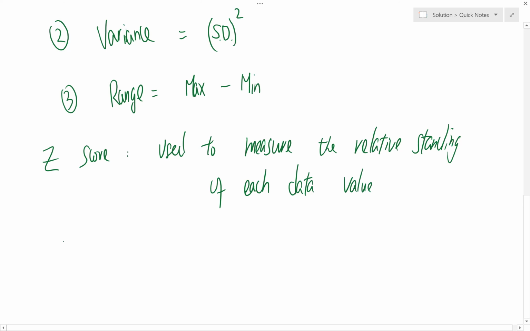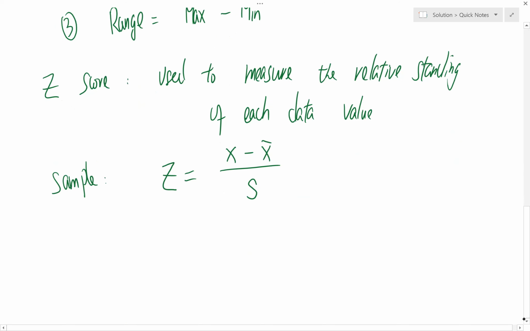And then the z-score formula for the sample. For chapter 3, we deal with a sample. So the z-score is equal to the data value minus the sample mean, over the sample standard deviation. And for the population, in chapter 6 we're going to mainly concentrate on the population, the z-score is equal to the data value minus the population mean, over the population standard deviation.